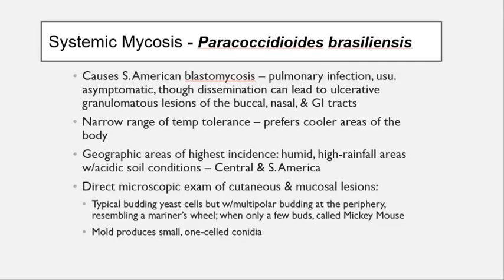For microscopic review, we can use direct microscopic examination of cutaneous and mucosal lesions. We'll typically see budding yeast cells with multipolar budding at the periphery, resembling a mariner's wheel, and we'll see that here in just a minute. When there's only a few buds, it's said to look more like a Mickey Mouse head, or it's called Mickey Mouse. The mold produces small one-celled conidia.